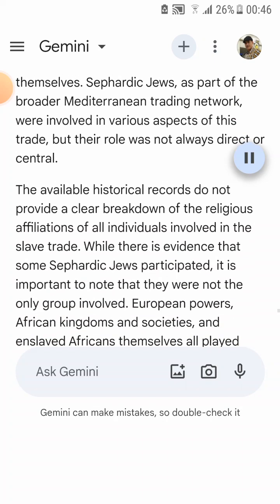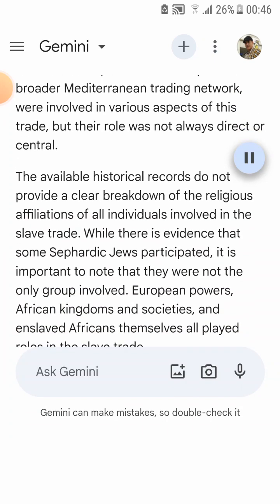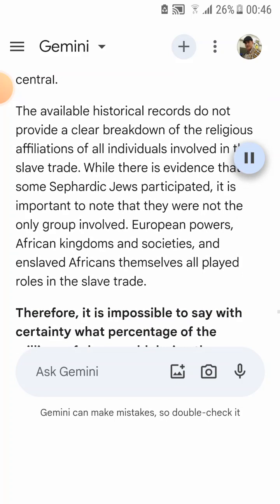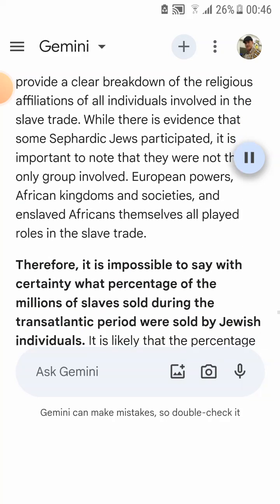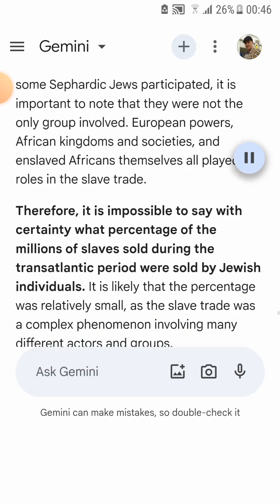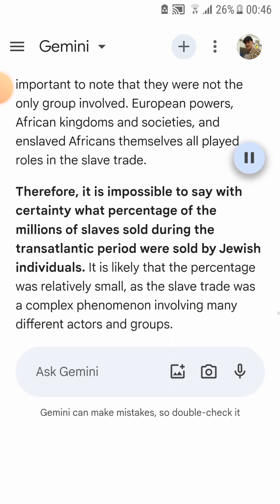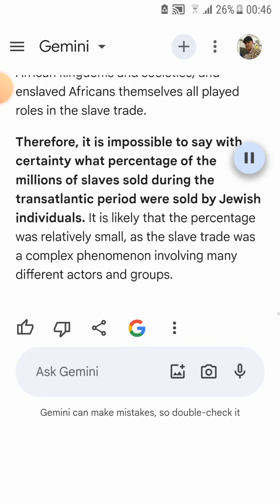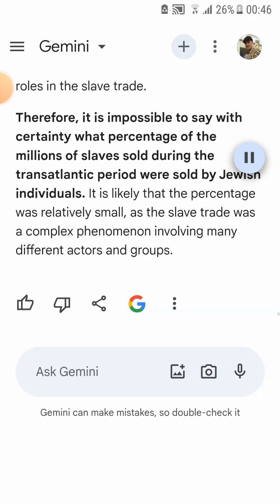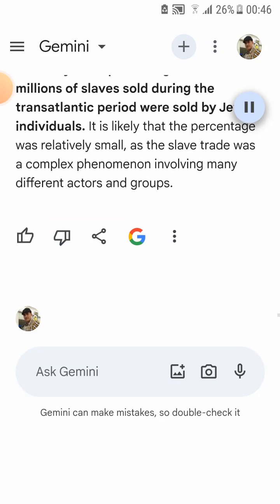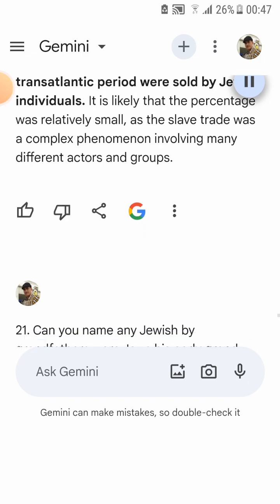The available historical records do not provide a clear breakdown of the religious affiliations of all individuals involved in the slave trade. While there is evidence that some Sephardic Jews participated, it is important to note that they were not the only group involved. European powers, African kingdoms and societies, and enslaved Africans themselves all played roles in the slave trade. Therefore, it is impossible to say with certainty what percentage of the millions of slaves sold during the transatlantic period were sold by Jewish individuals. It is likely that the percentage was relatively small, as the slave trade was a complex phenomenon involving many different actors and groups.